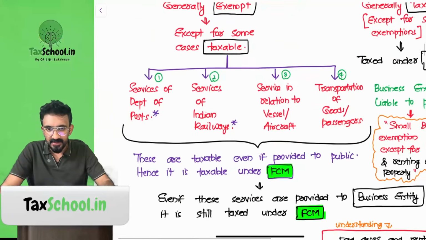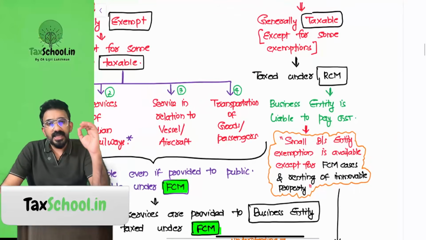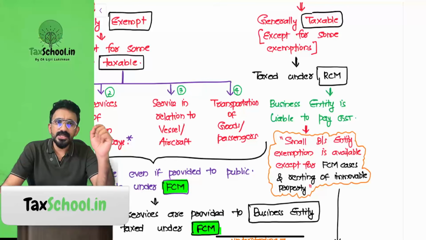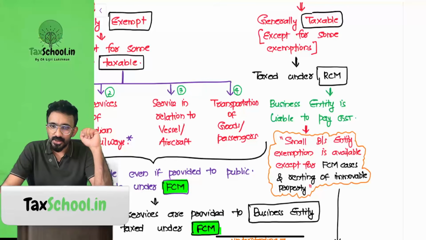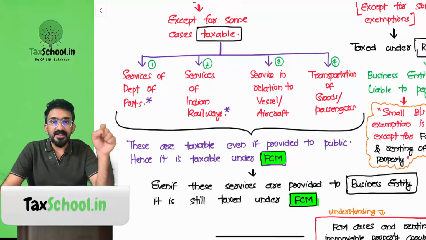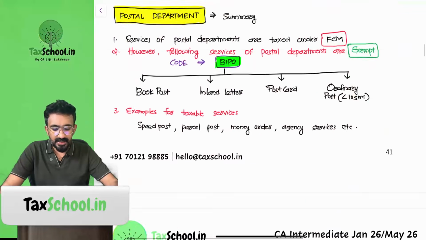There are 4 cases likely. Suppose Kerala government or Tamil Nadu government is giving a mining license to a small business entity whose turnover is only 5 lakh. Would it be taxable or exempt? They can claim small business entity exemption. However, Indian Railways providing an AC ticket to the small business entity, would it be exempted? No, because in FCM cases this exemption is not applicable. But in all other cases, it can be applicable. Even for renting, it is not applicable.